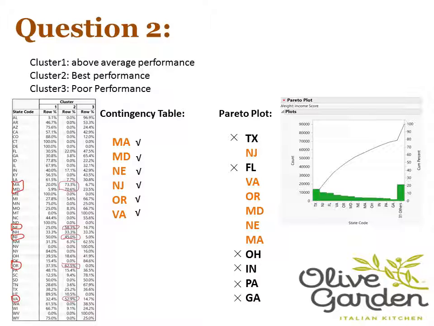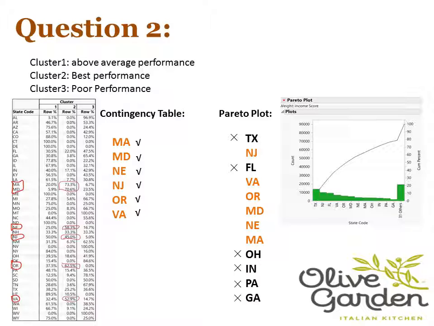And I found that states such as Massachusetts, Maryland, Nebraska, New Jersey, Oregon, and Virginia have the highest percentage of restaurants that have the best performance.